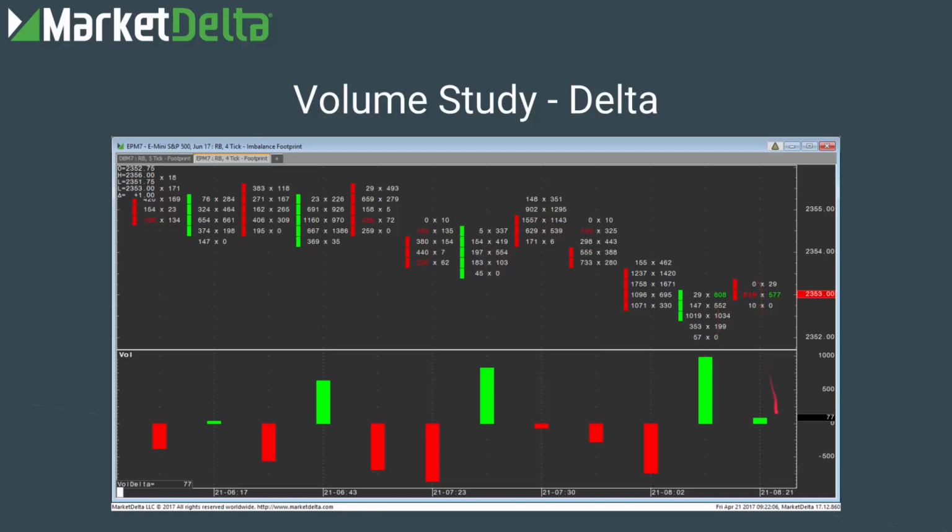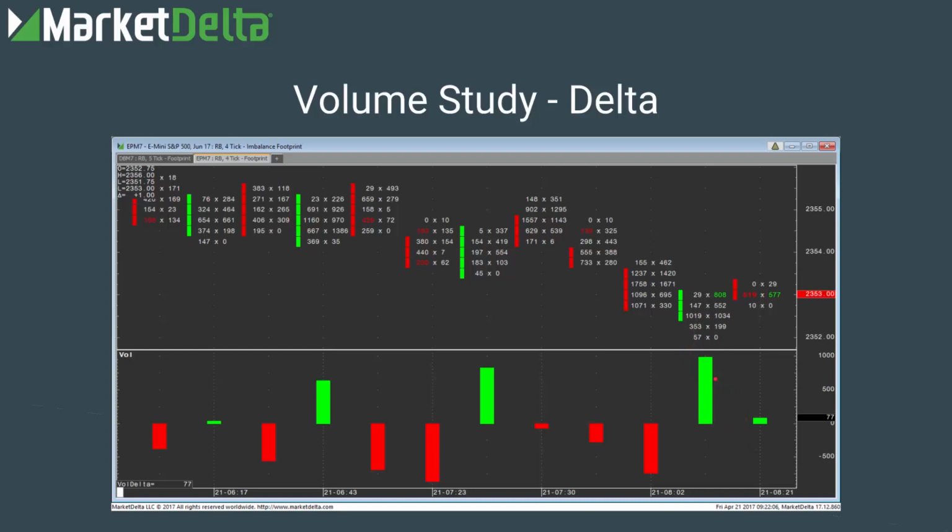Now the current bar will build in real time. So as the market's trading, as aggressive buyers are lifting the offer and aggressive sellers are hitting the bid, you'll see this grow and shrink. It might be green, then it may actually go red and go negative. So not until the bar closes does it actually lock in a delta value.